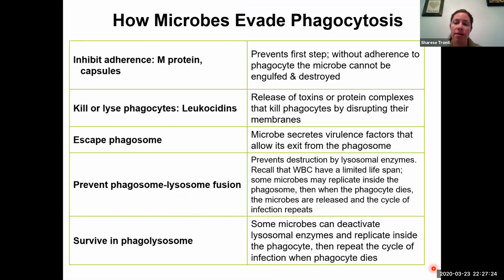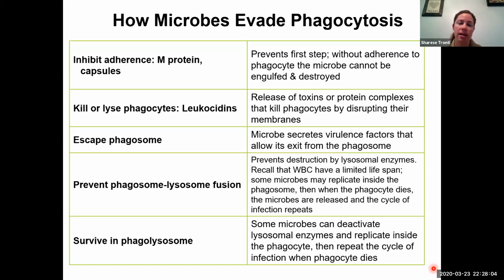Now, many microbes have evolved systems to help them evade phagocytosis. And some of these mechanisms include M proteins. M proteins are going to be on the surface of the microbe, as well as capsules. And what these guys are doing is they're preventing the phagocyte from adhering to the microbe. And if they don't adhere, then the whole process can't happen. Other microbes will kill or lyse phagocytes through the leukocidins, leukotoxins, and they will disrupt the membrane of the phagocyte, causing it to lyse.